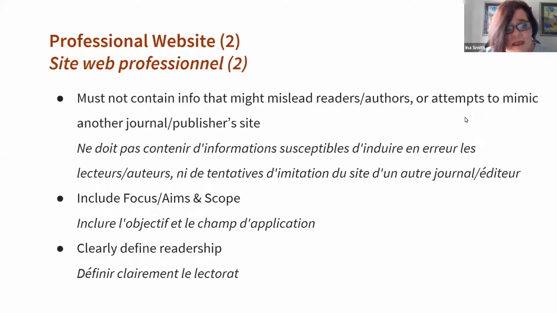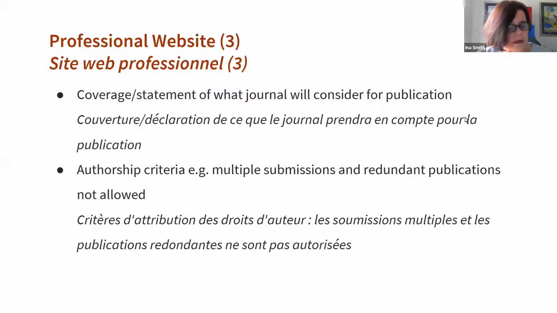The website should include the focus or the aims and the scope. What is this journal trying to do? What's the science published in this specific scholarly journal? And how far does it reach? Is it limited to Africa, or does it apply to the whole world, or does it apply to a specific region only? Also clearly indicate what is the readership, who are the people who would possibly be interested in reading articles in this journal, and also who would publish articles in this journal.